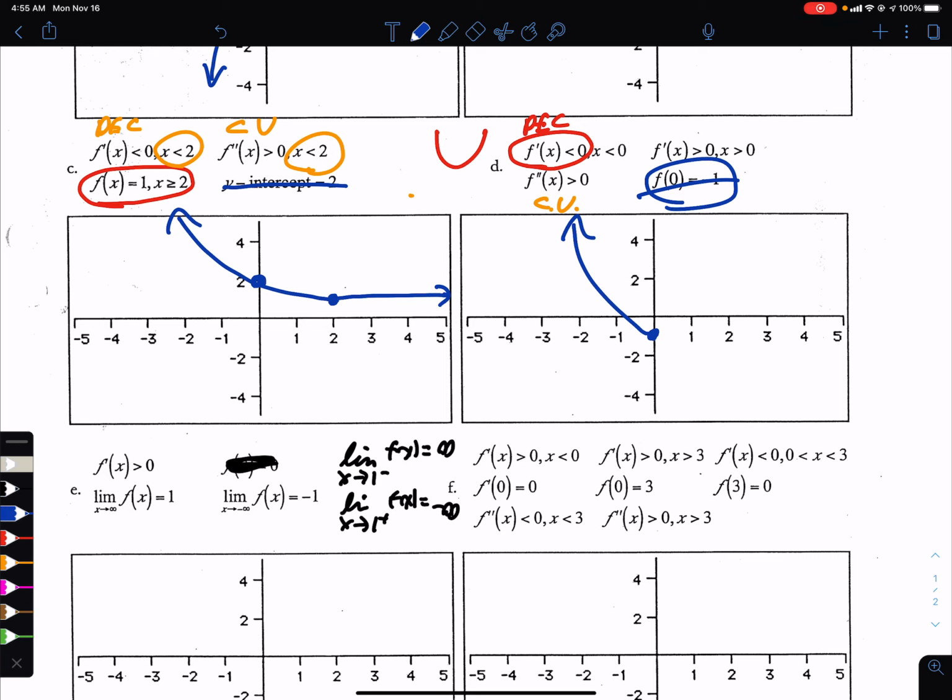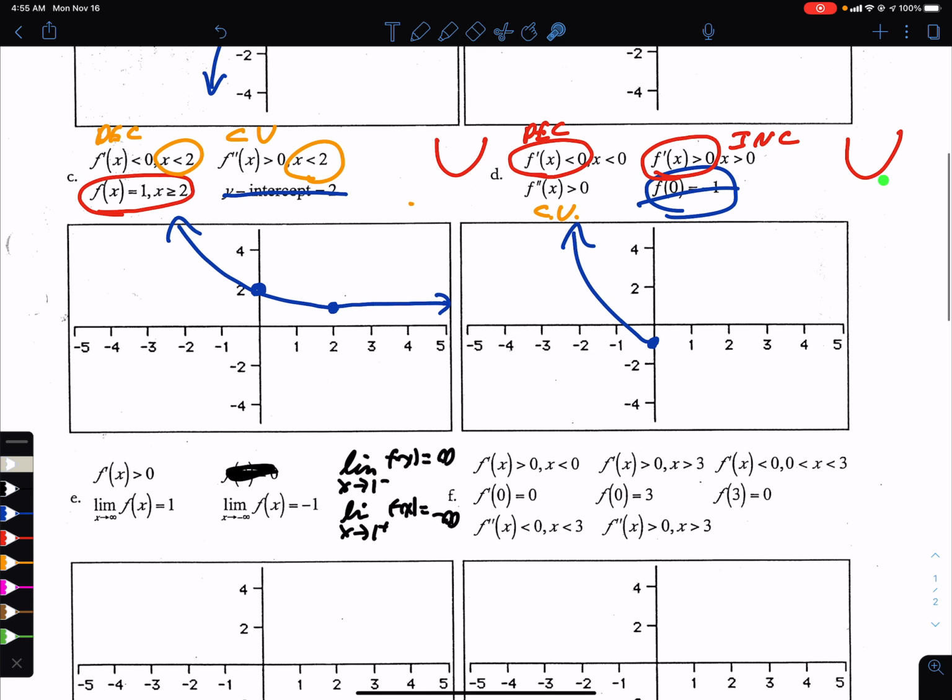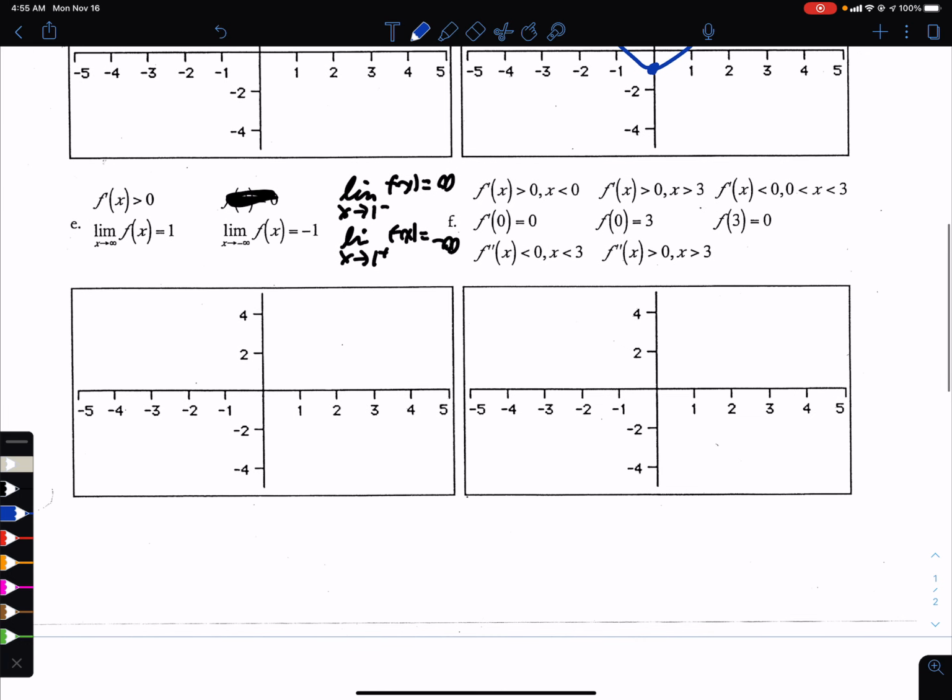Okay. And then, what does this one say? That says it's increasing to the right of 0. Well, concave up looks like that. Increasing, what does that look like? It's the right-hand side. So it's got to look like that to the right. So that's a possible graph for D. E, wow, F looks ridiculous, but we'll take a look at it.